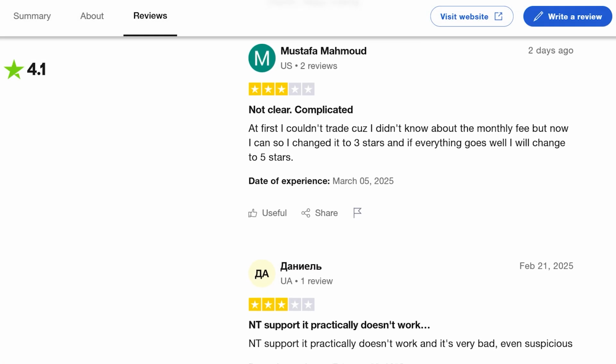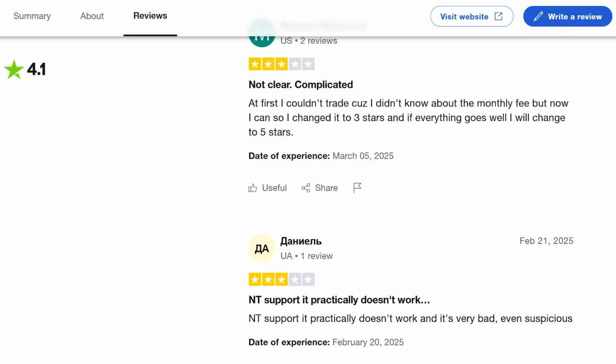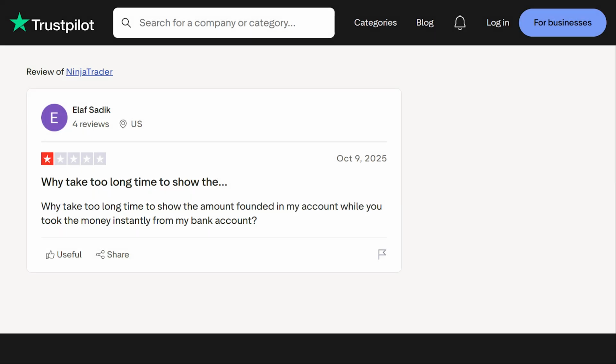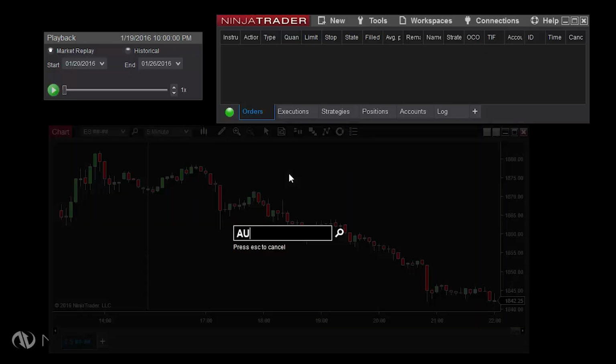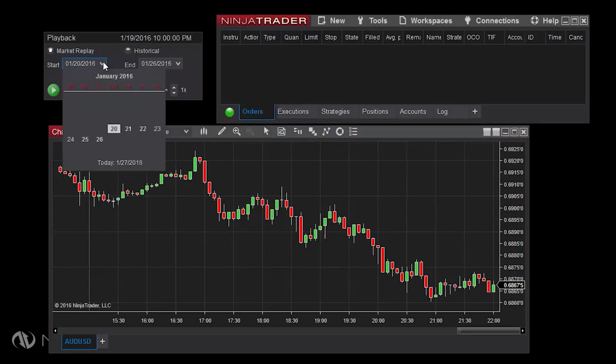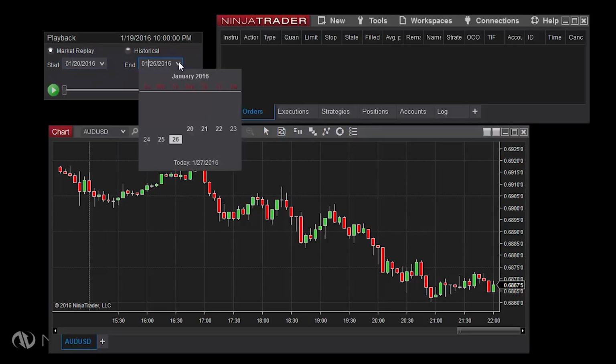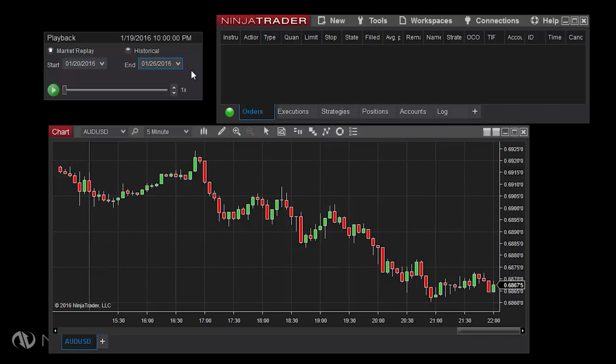But at the end of the day, neither platform is perfect, and you deserve to know what you're getting into. With NinjaTrader, I came across this review of a user who complained about how long it took to see funds deposited into his account, even though the money was taken from his bank instantly. And yeah, that can definitely be frustrating. In my experience, though, it's usually a short delay related to account verification or clearing. Most traders only experience this delay once during the initial setup, and it's not a recurring issue.